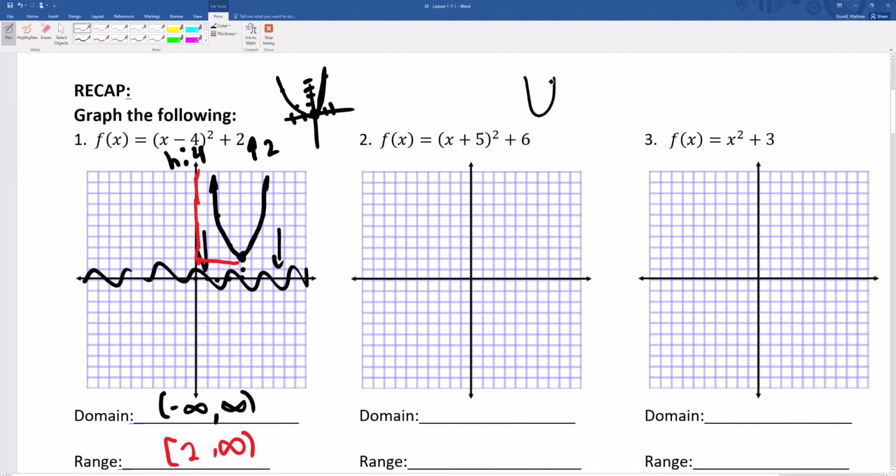Same idea, still a parabola. The horizontal shift is -5. Remember, we do the opposite for the horizontal, and we do the same for the vertical. It's going to be up 6. So 1, 2, 3, 4, 5. 1, 2, 3, 4, 5, 6. Following the pattern. Okay, there's our parabola. Domain, -infinity to +infinity. The range starts at 6, goes on to infinity.